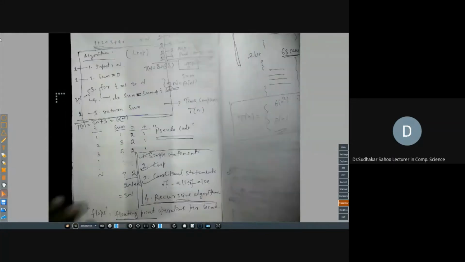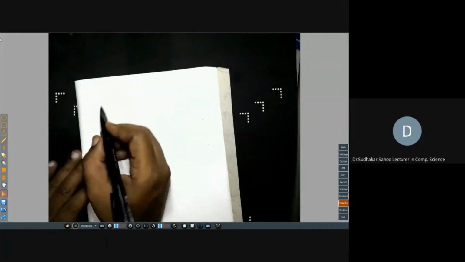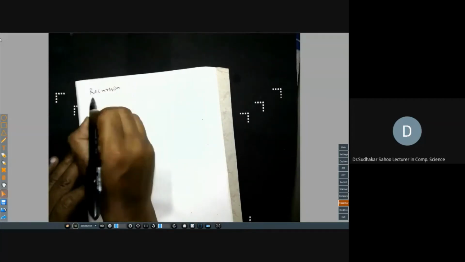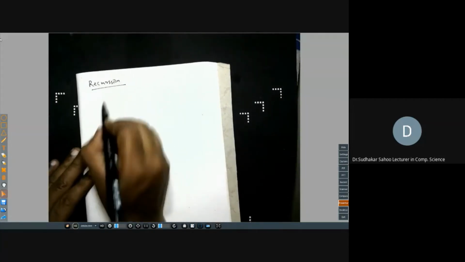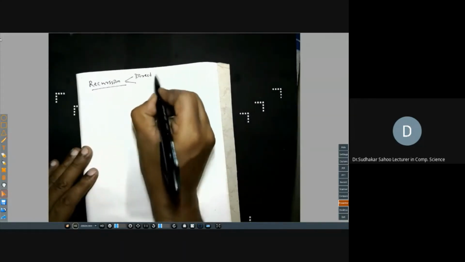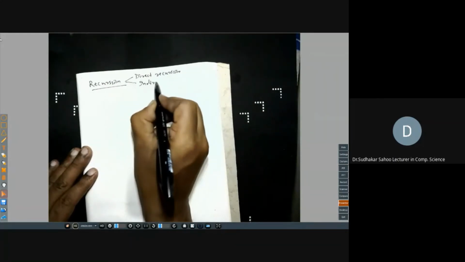Now there is another variety your algorithm may contain, which we will use in many algorithms. It is called recursion. Your algorithm may contain a recursive algorithm. What is recursion? Recursion is of two types: one is direct recursion, another is indirect recursion.